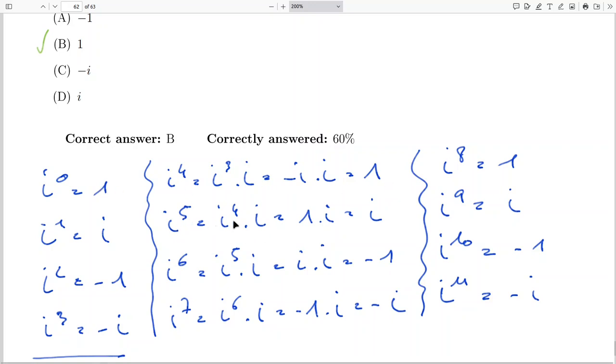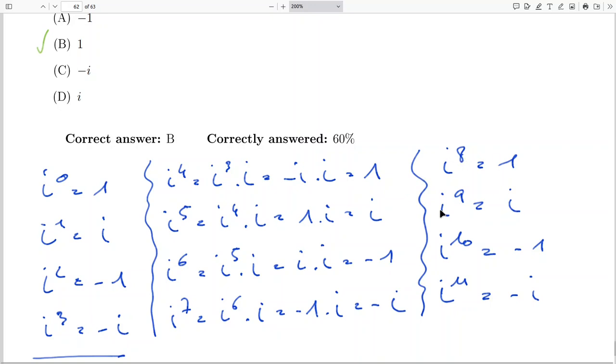i to the fifth is i to the fourth times i, so that's 1 times i, which is i, the same as i to the first power. i to the sixth is i to the fifth times i, so that was i times i, which is i squared, -1, same as i squared. i to the seventh is i to the sixth times i, so -1 times i or minus i, which is i to the third. And you can see that pattern will reoccur.